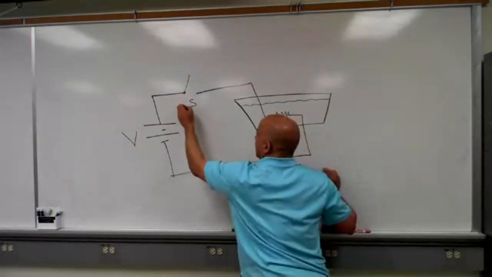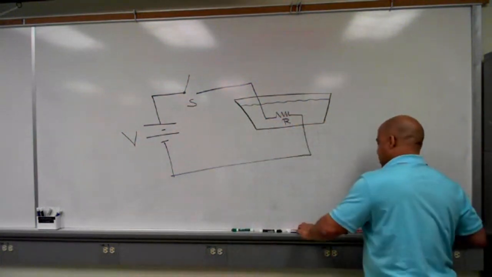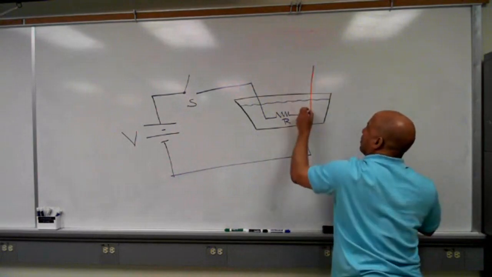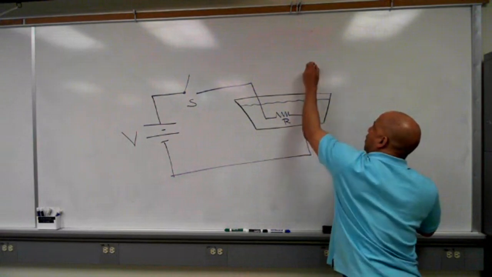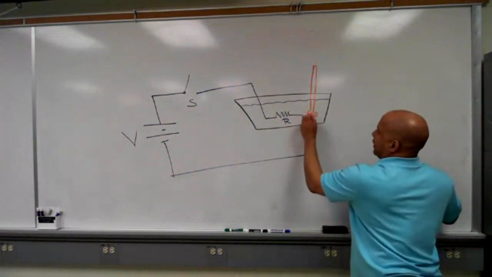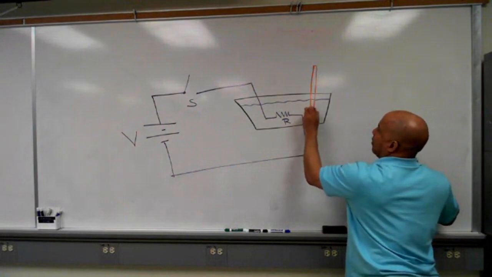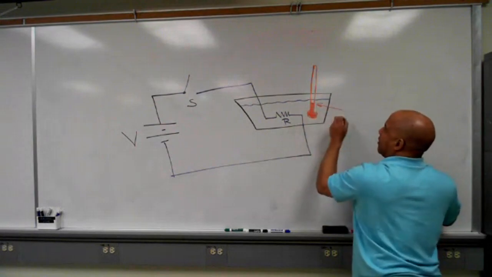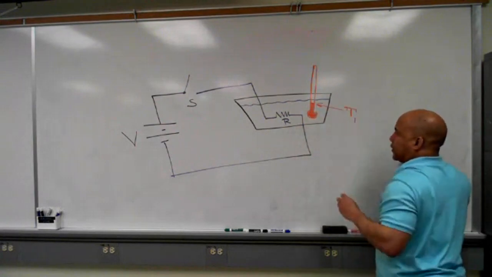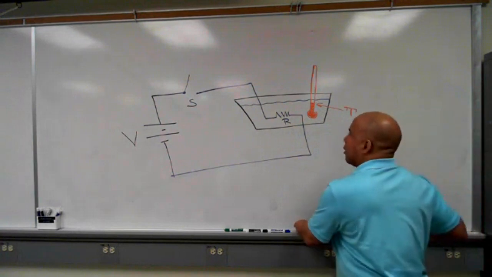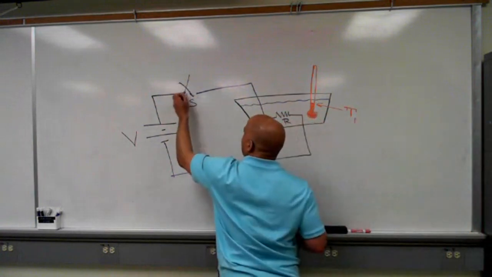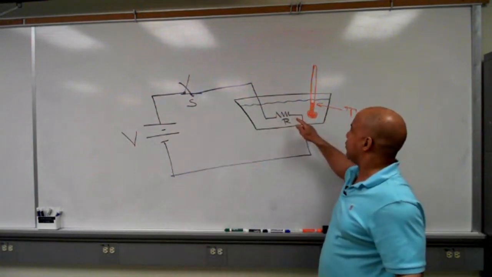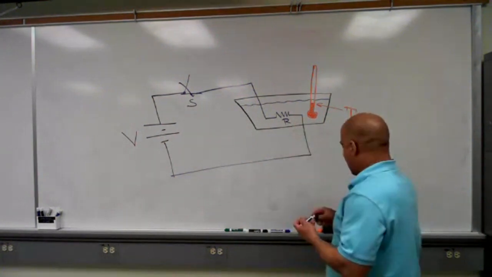This is a switch. And then I'm going to stick in the water a thermometer. Here's a thermometer. And the thermometer is at a certain temperature. So the thermometer starts out right there at that temperature. Call it T1 or something. I close the switch. When this switch is closed, current can flow through that resistor, and the resistor is going to heat up. It's going to dissipate power.